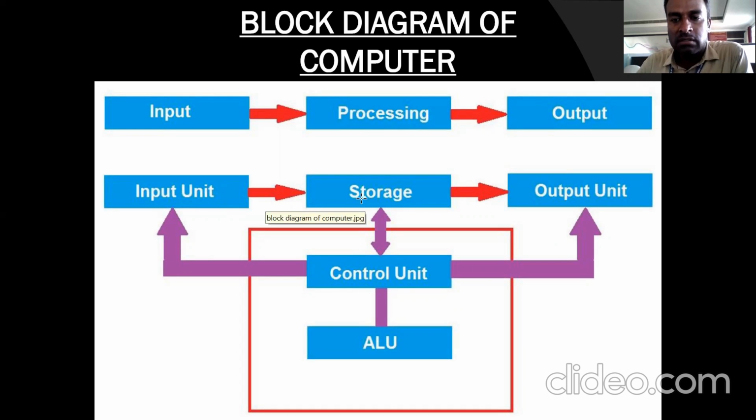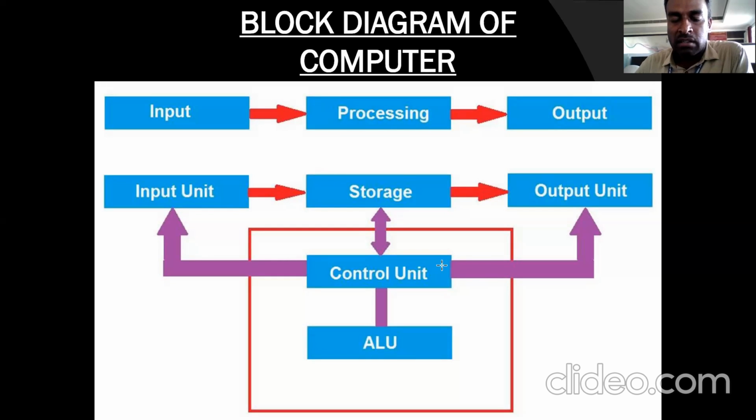What is the main use of a storage device? It stores the data or information given by the user. For example, we give the input using an input unit. The information or data is sent to the storage devices and stored there. After that, the process is over, and the output device will display the output.